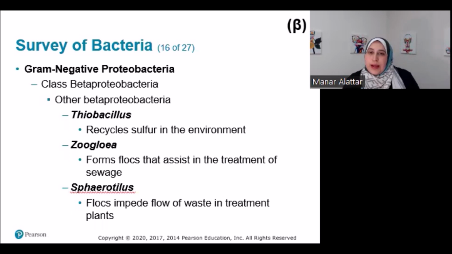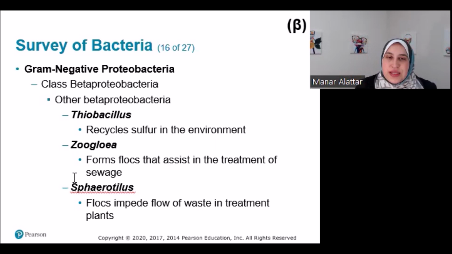Other beta-proteobacteria include Thiobacillus, which is able to recycle sulfur in the environment, and then a number of different genera that are relevant to sewage treatment. Either they're helpful or harmful.